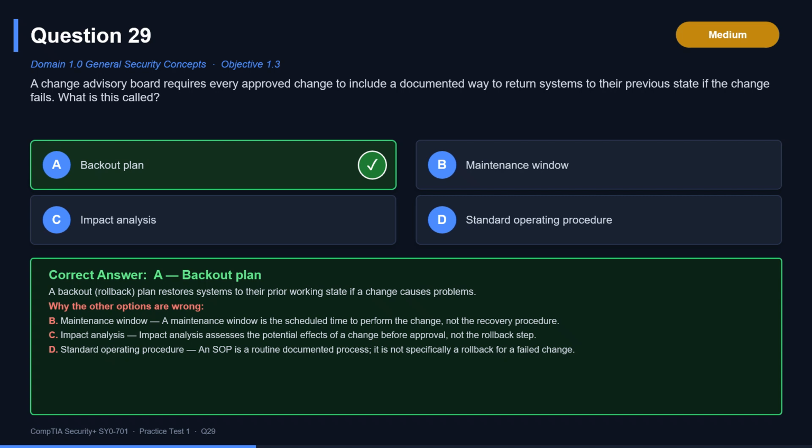Now, why the other options are wrong? Maintenance window is incorrect. A maintenance window is the scheduled time to perform the change, not the recovery procedure. Impact analysis is incorrect. Impact analysis assesses the potential effects of a change before approval, not the rollback step. Standard operating procedure is incorrect. An SOP is a routine documented process. It is not specifically a rollback for a failed change.